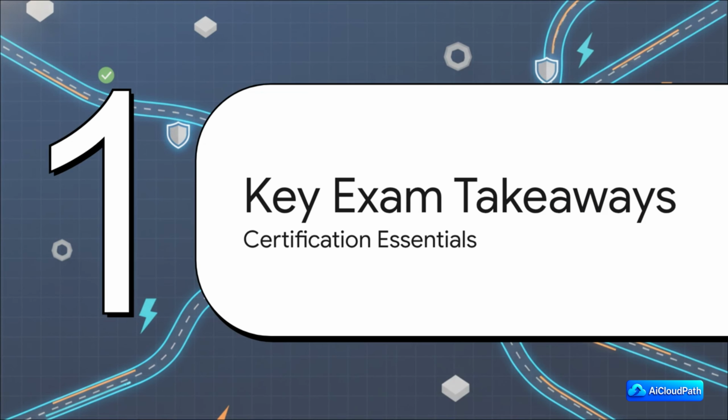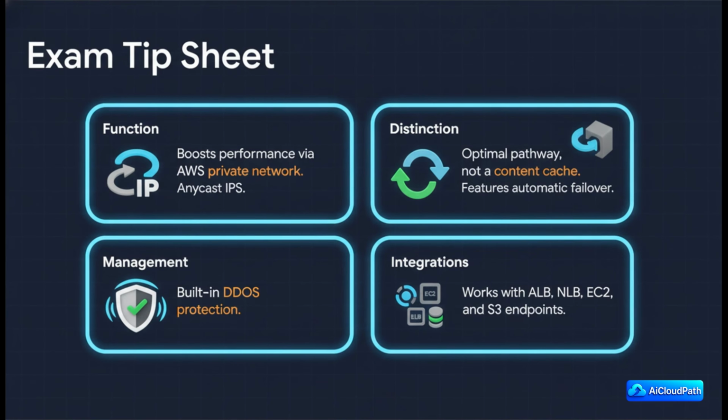All right, let's bring it all home. We're going to distill this down into the most critical points, especially for any of you studying for an AWS certification. Pay close attention. This is the stuff you absolutely have to know. Okay, first up, its core function is to boost performance and availability using the AWS private network. Got it? Next, the big one. The key distinction. Remember, it's an optimal pathway, not a content cache like CloudFront.